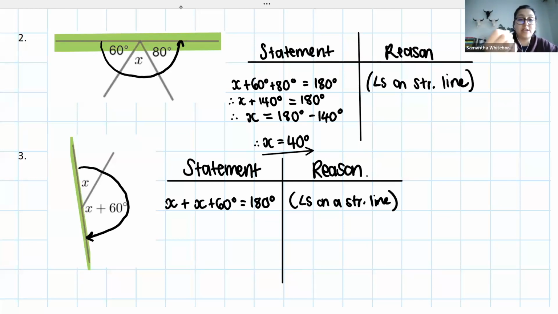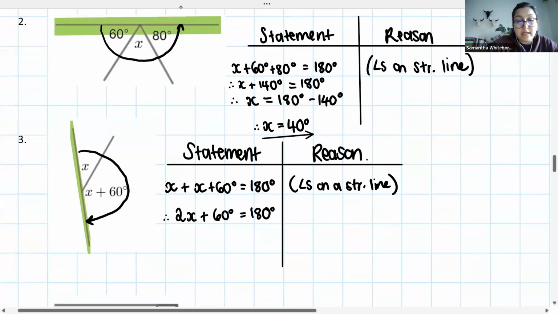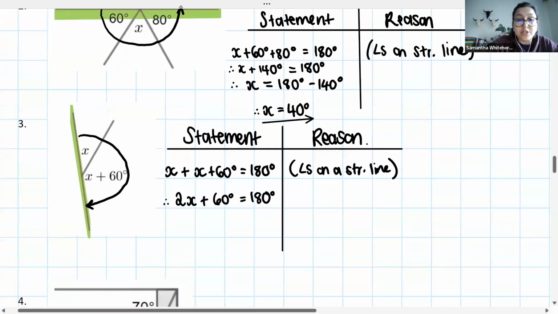All right, now we've got an equation we need to solve. x plus x, those are like terms. So x plus x is 2x, plus 60 equals 180. And like I've been saying, guys, this is solving an equation. So we're going to subtract 60 on both sides. I'll just do this because I'm not going to have enough space otherwise. Subtract 60 on both sides.